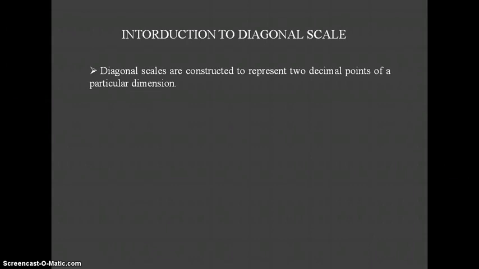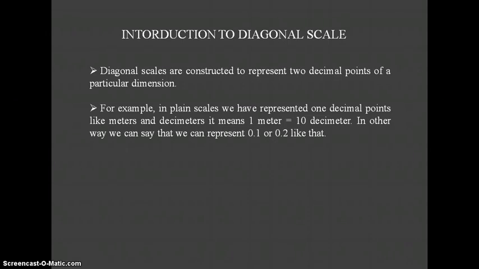In plane scales we have represented only one decimal point for any particular dimension. For example, in plane scales we have represented only one decimal point, like meters and decimeters, which means 1 meter is equal to 10 decimeters. On the other hand, we can say that we can represent 0.1 or 0.2 like that in plane scales. That means one decimal point we can represent in plane scales.